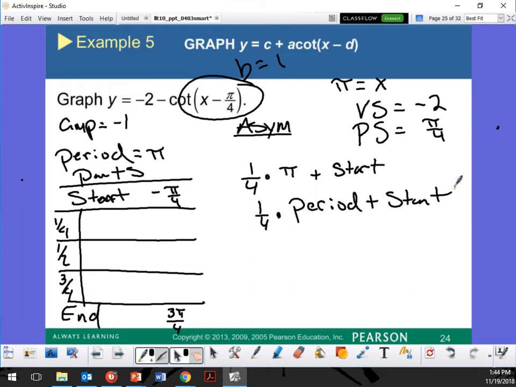Did you write that down? So I could start doing this one. I'm going to have 1/4 times pi plus my start, which is negative pi over 4. So what am I getting here? 0.